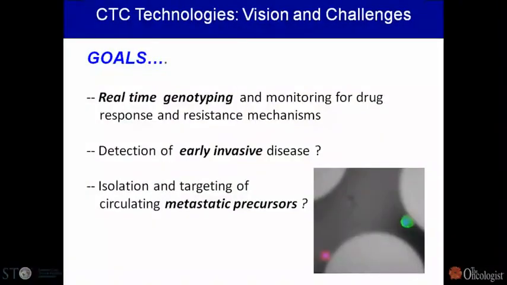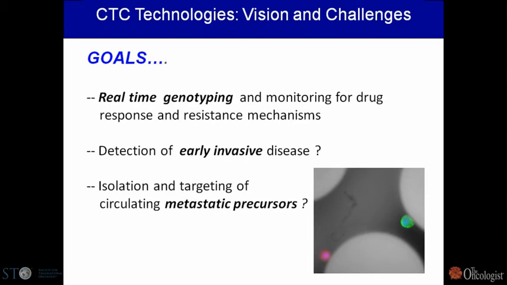So again, now we can look at proliferative index as a subset of CTCs, raising the question that we don't really want to know the total number of CTCs. We want to know who are the bad guys among that crowd, and it could be a very small subset. So let me end with the major goals of CTC analyses: real-time genotyping to help in terms of novel therapies, detection of invasive disease, and then figuring out what these guys are.